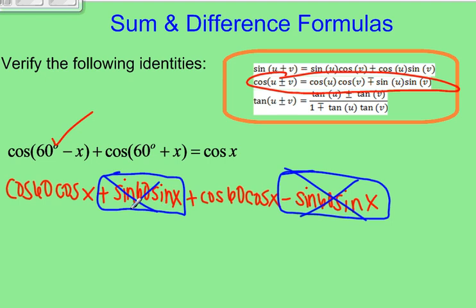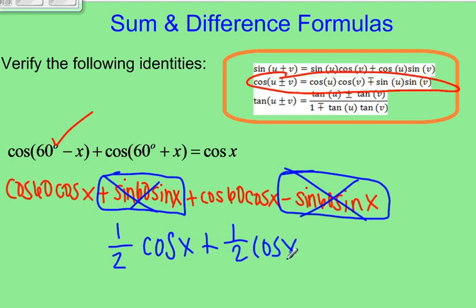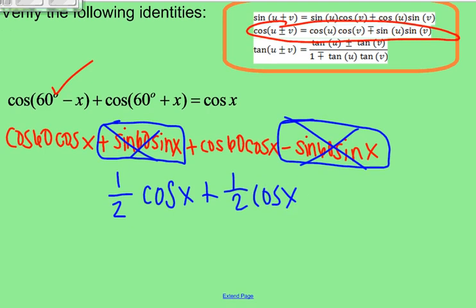And the cosine of 60 is 1/2. Then we have cosine of x plus. Then we got cosine of 60 again, so 1/2 cosine of x. And 1/2 plus 1/2 is 1, so we're left with just the cosine of x.